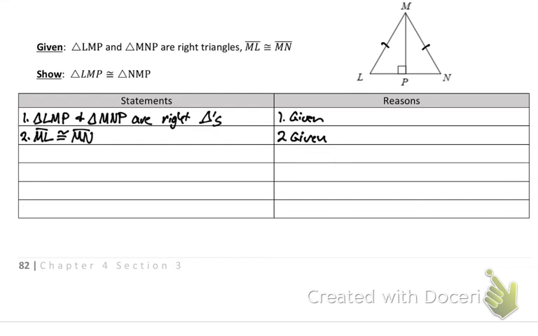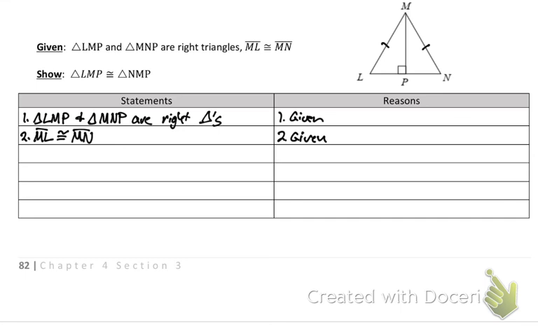Now, here's a pretty good sign that I'm probably using hypotenuse leg, because the sides opposite the right angles are hypotenuses. So they just named our hypotenuse congruent to the other hypotenuse. It already says they're congruent. That's the given. So our job is to find another side that's congruent, because we need the hypotenuse and we need a leg. So that could be proving LP is congruent to PN.